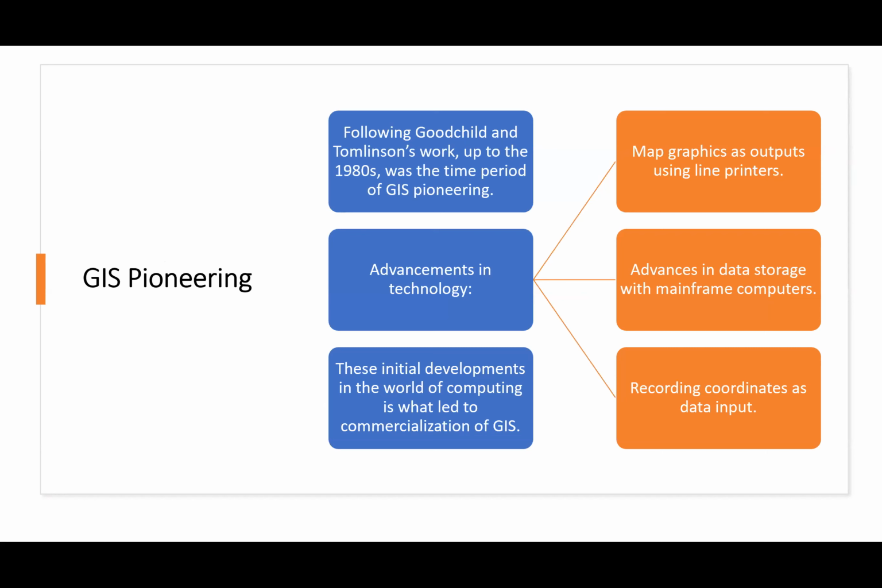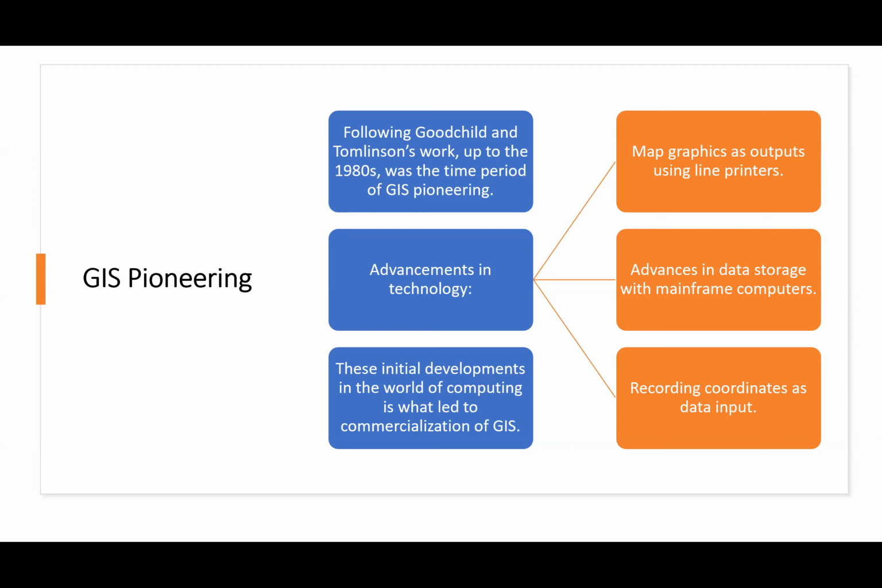Back to the PowerPoint here. GIS pioneering. Following Goodchild and Tomlinson's work up to the 80s, that was the time period of GIS pioneering. Over these 20 years, they're trying to fine tune techniques. They're seeing advancements in technology, things like map graphics as outputs using line printers.